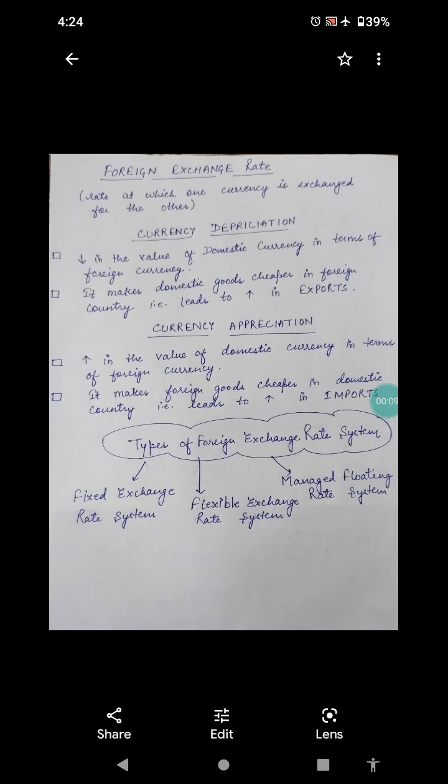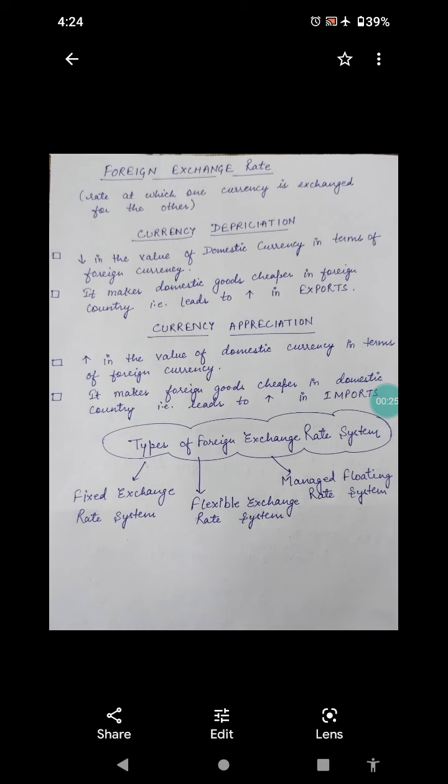Hello friends, today we will study about foreign exchange rate. In the world there are many countries, and all countries have their specific currencies. But transactions have to be carried out, so we have a system for that exchange.